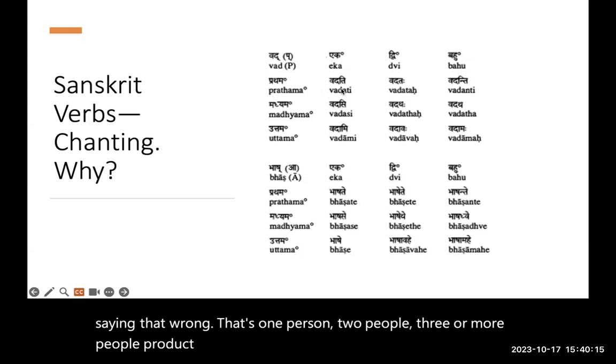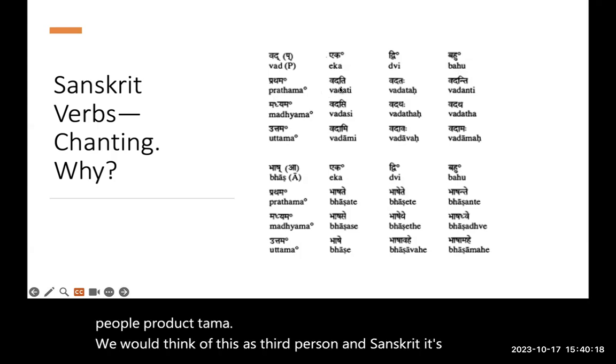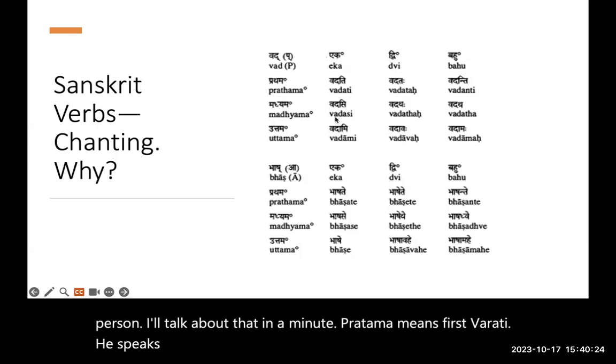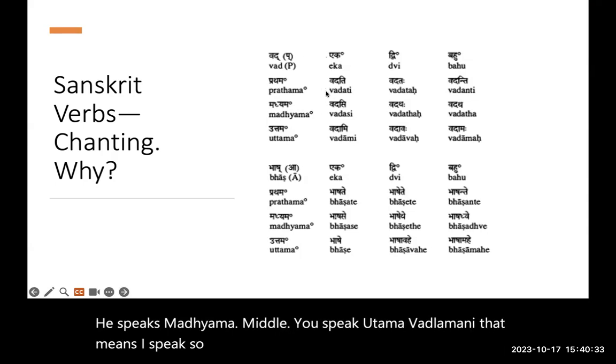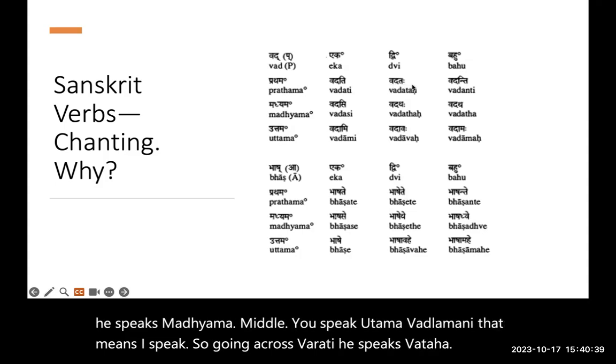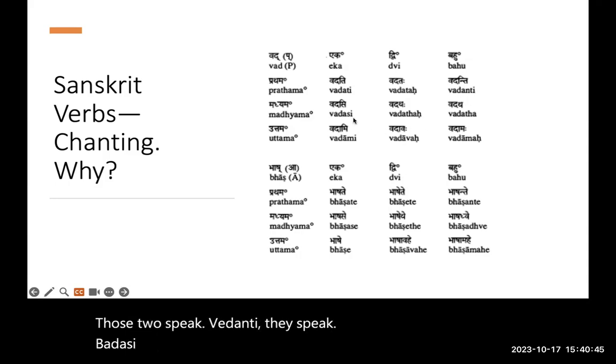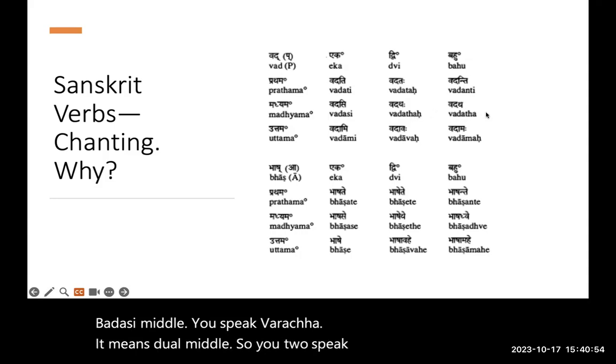Prathama, we would think of this as third person. In Sanskrit, it's first person. I'll talk about that in a minute. Prathama means first. Vadati, he speaks. Madhyama, middle. You speak. Uttama, vadami. That means I speak. So going across, vadati, he speaks. Vadatah, those 2 speak. Vadanti, they speak. Vadasi, middle, you speak. Vadathah, meaning dual, middle, so you 2 speak. Vadatha, all of you speak.